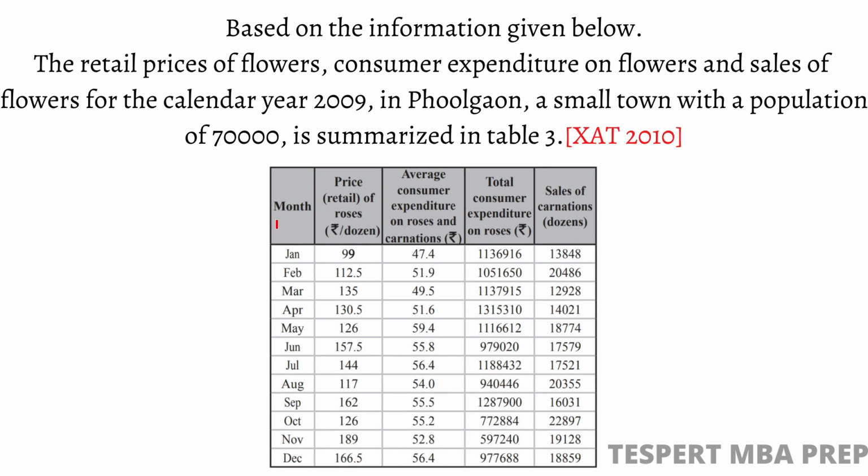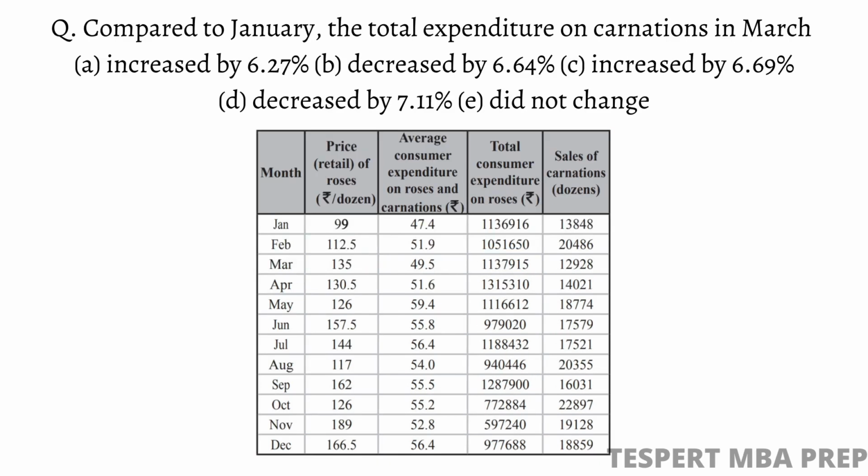Okay, so here we have the month, price of roses per dozen, average consumer expenditure on roses and carnations, and the total consumer expenditure on roses, in dozens. So let's move on to the first question. Compared to January, the total expenditure on carnations in March is.